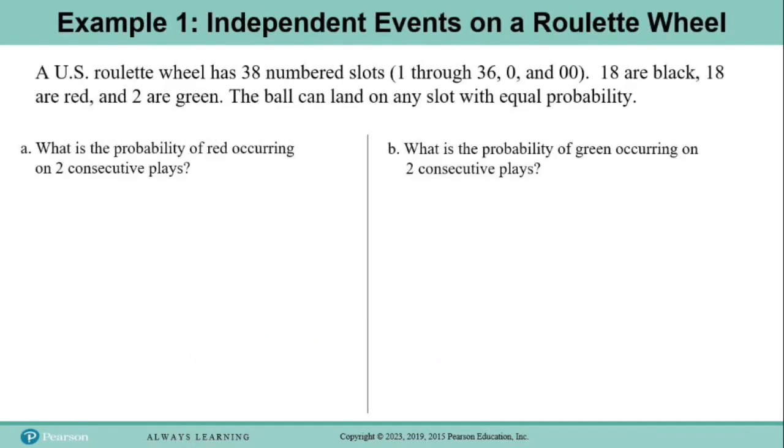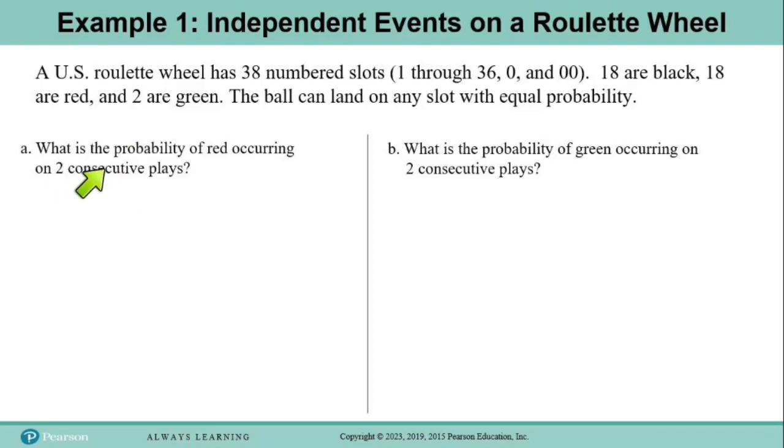So here is an example for us to look at together. In example 1, a U.S. roulette wheel has 38 numbered slots. They are numbered 1 through 36, and then there's a 0 slot and a double 0 slot. 18 of the slots are black, 18 are red, and 2 are green. The ball can land on any slot with equal probability. And then in part A, they asked us, what is the probability of red occurring on 2 consecutive plays?